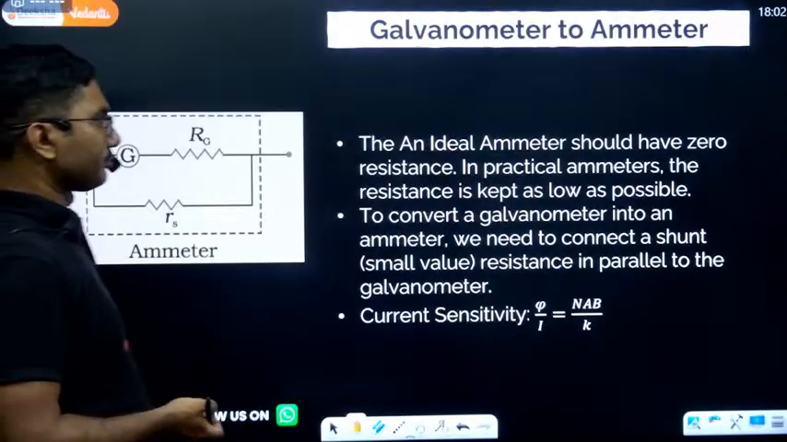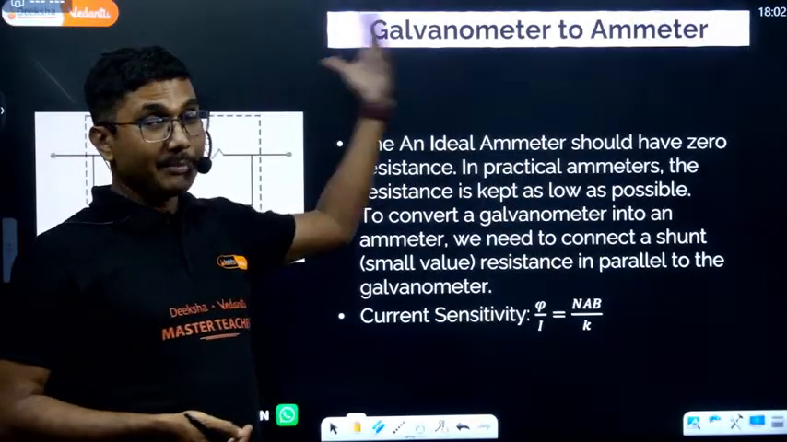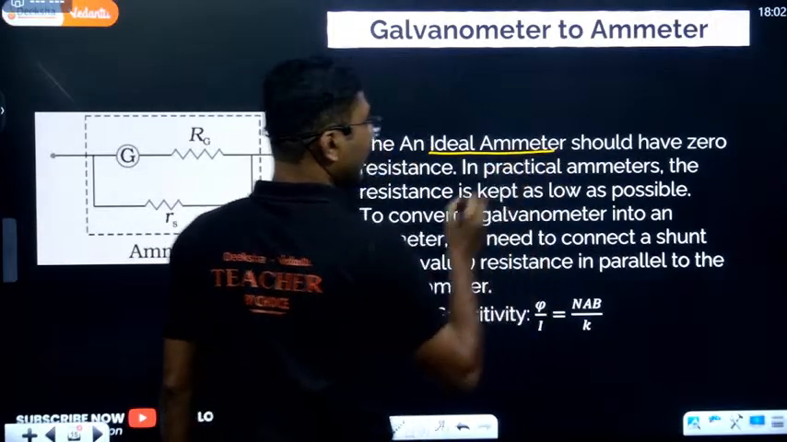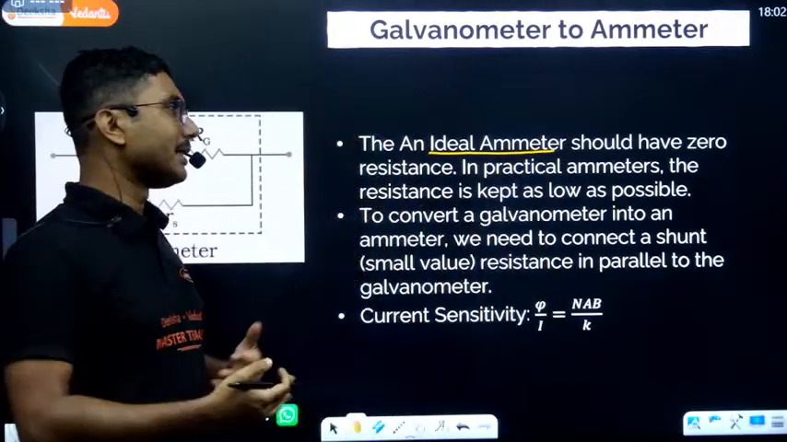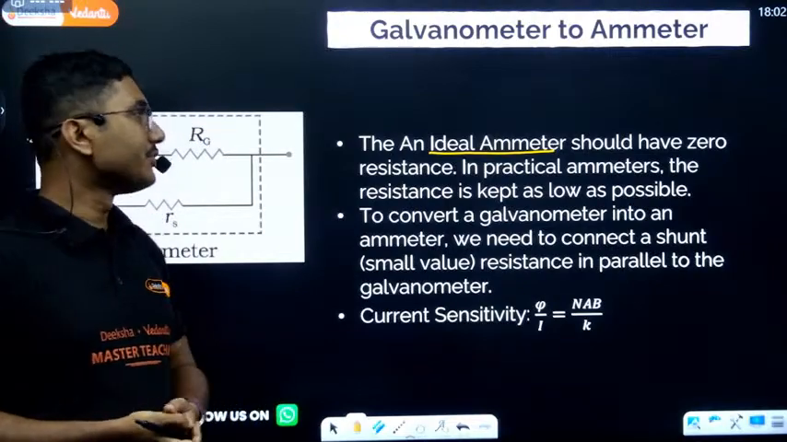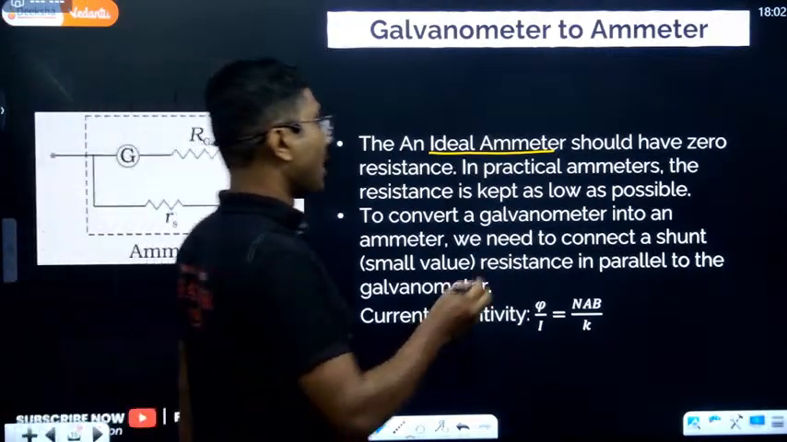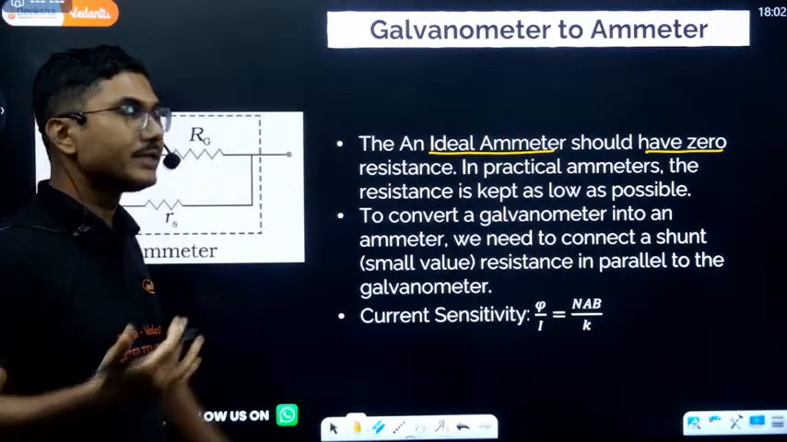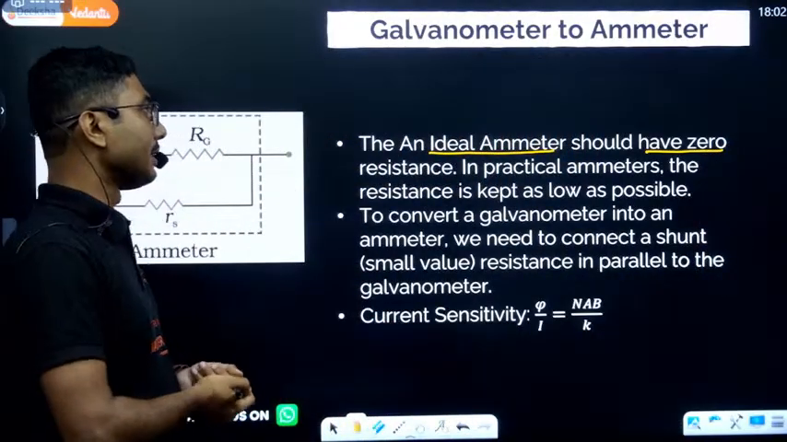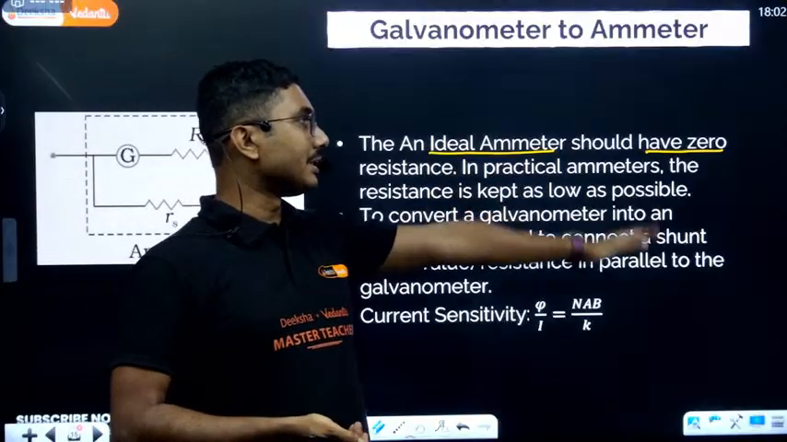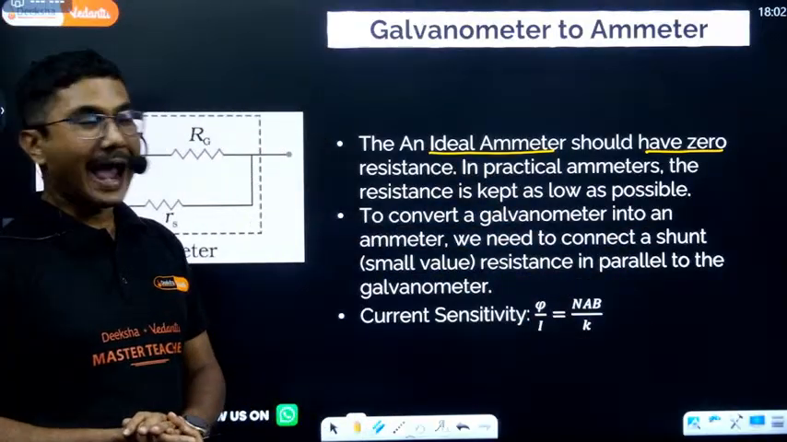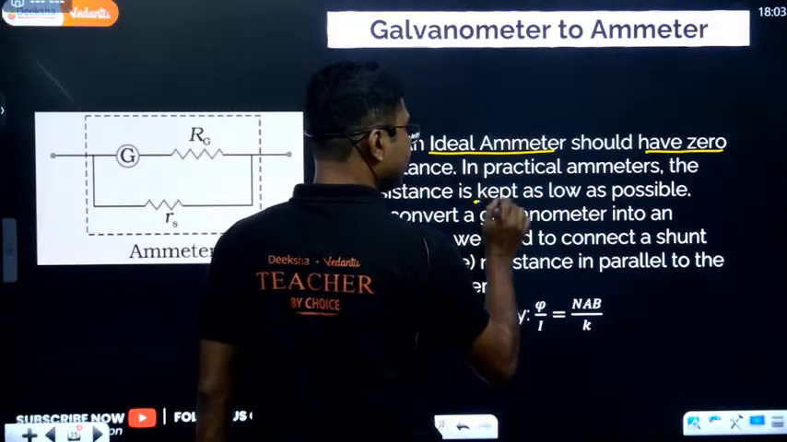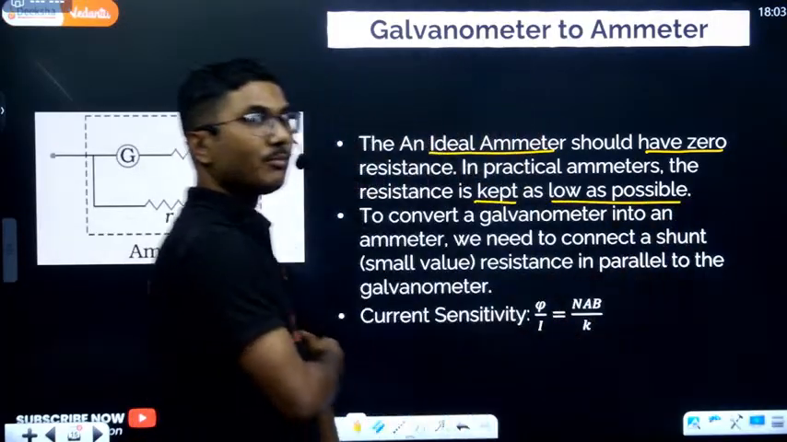So an ammeter, being a current measuring device, an ideal ammeter, the most ideal that we want, should have zero resistance, so that it does not influence the current that is flowing in the circuit. In practical ammeters, the resistance is kept as low as possible.